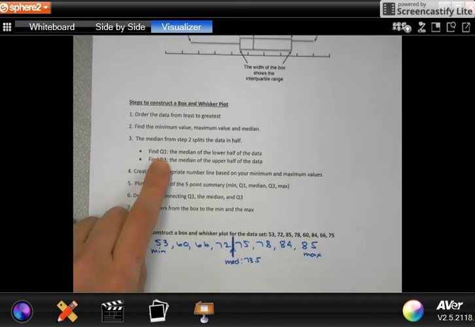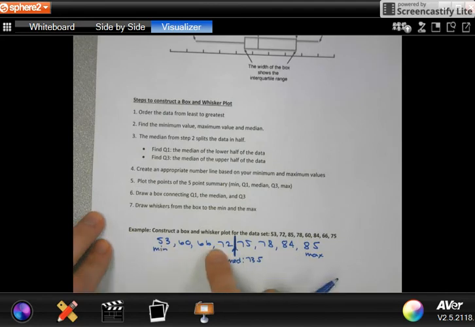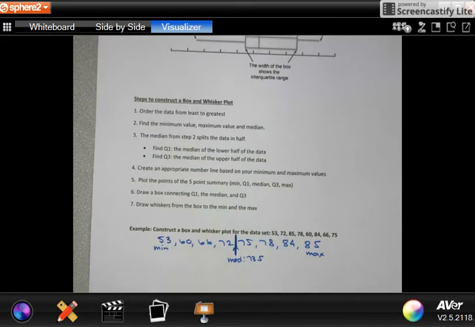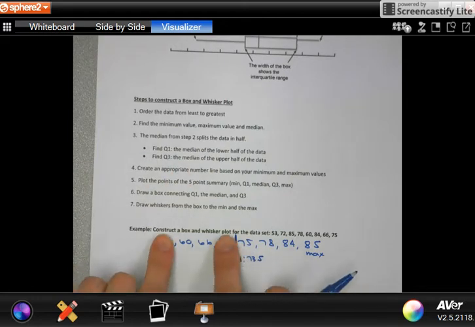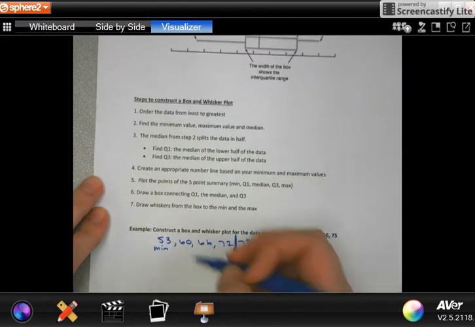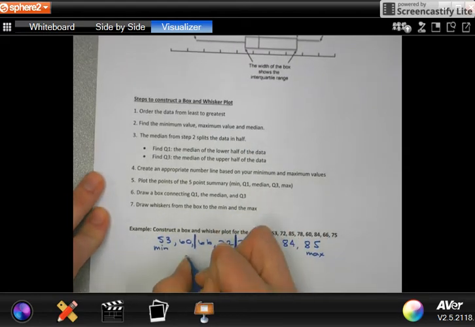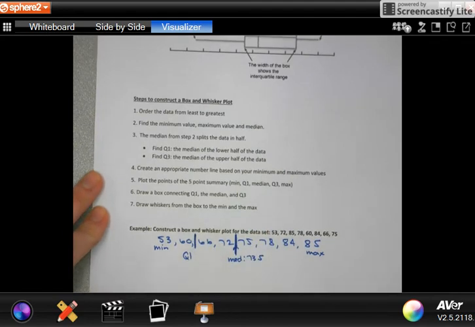So Q1 is the median of the lower half of the data. So here's my lower half of the data. So Q1 will be the average between 60 and 66. To find the average between 60 and 66, you add them together and divide by 2. So Q1 is 60 plus 66 over 2, which comes out to be 63.